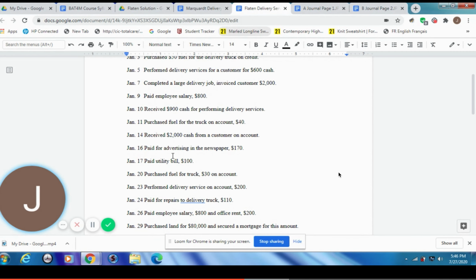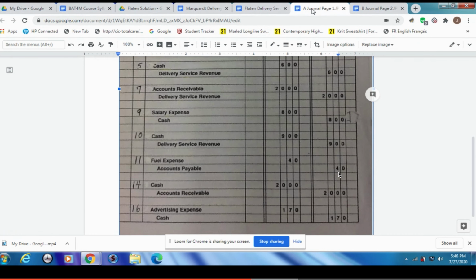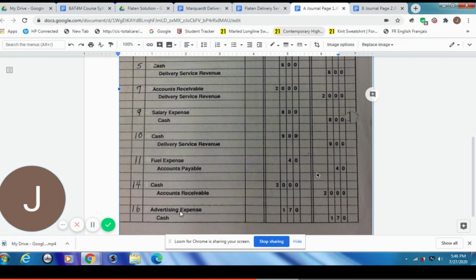On the 16th, it says paid for advertising in the newspaper, $170. So we are advertising our services in a newspaper in order to try and get more sales. Right, so let's go to our journal here. We're on the last spot in our journal, so we're going to have to go to a new page after this entry. We've got room for one more. Put the 16th in here. We will debit advertising expense 170 and we will credit cash 170. Okay, and that's the end of that journal page.